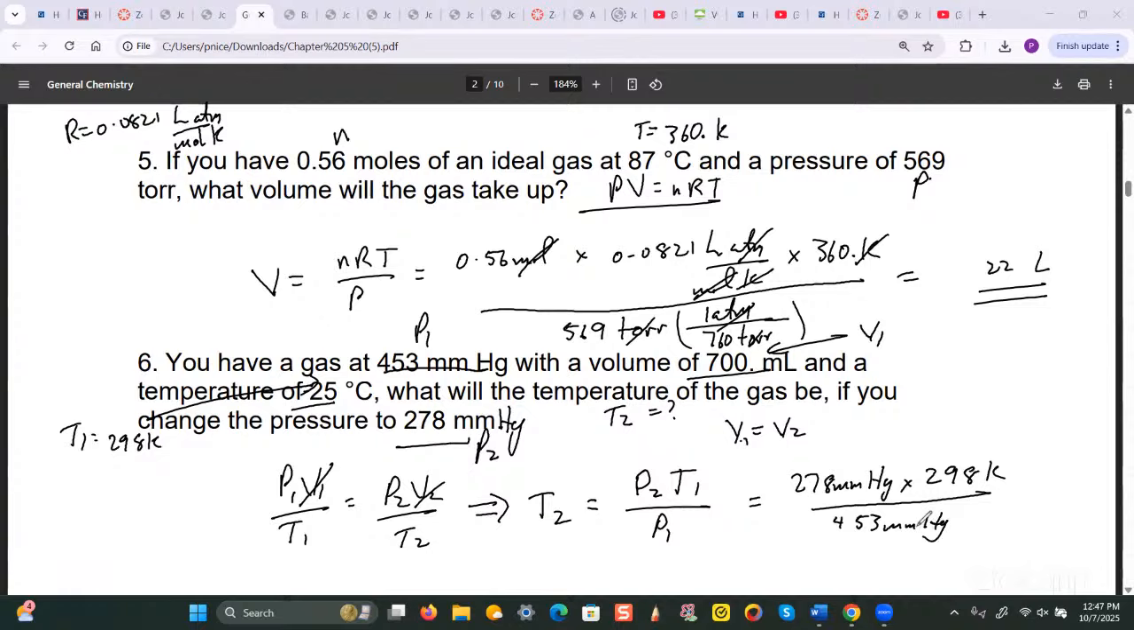So let's see what this gives. 278 times 298, and then I divide that by 453. So according to my calculation, rounded off to three sig figs, this would be equal to 183, and the units here would be Kelvin. That's how that is done.